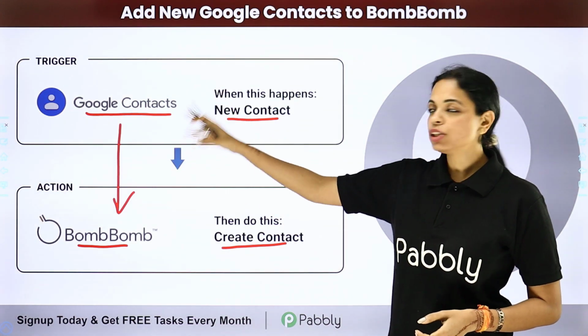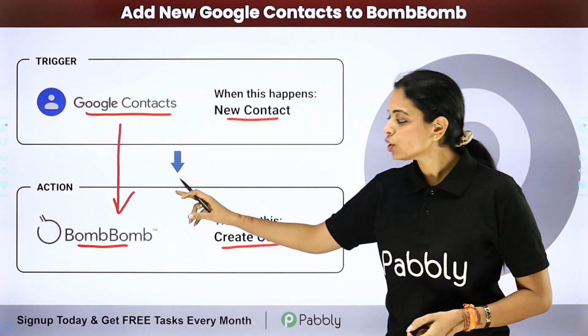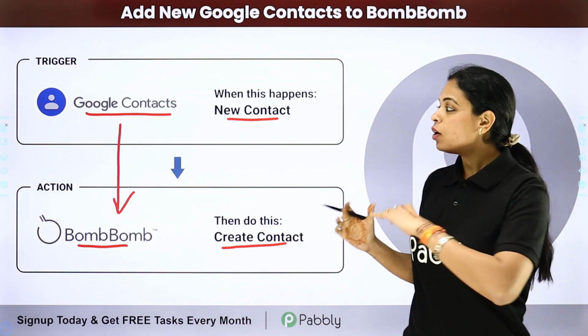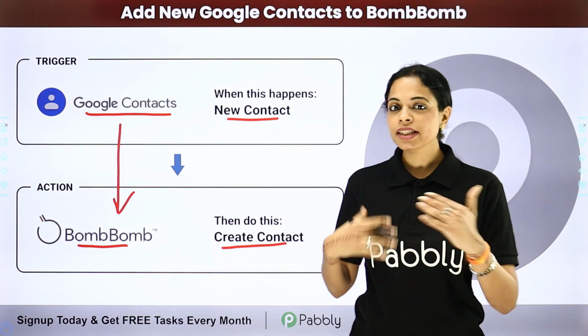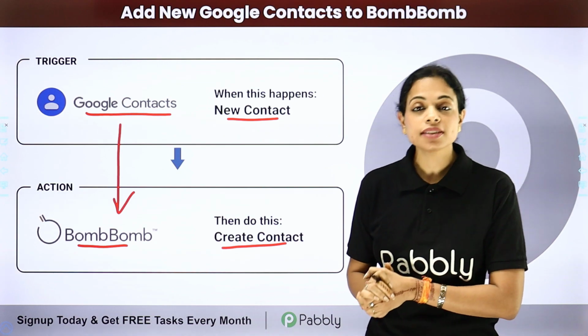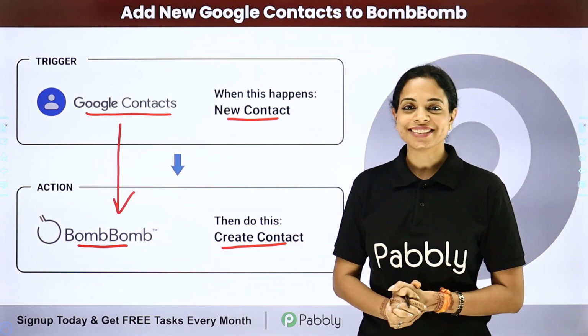Here your trigger application would be Google Contacts and your action application would be BombBomb. Now how can you do this yourself? Integrate and automate this entire process. To understand that, let me take you to my screen.